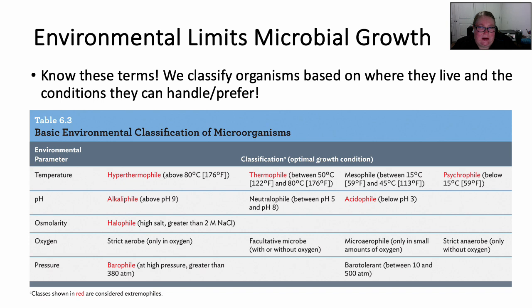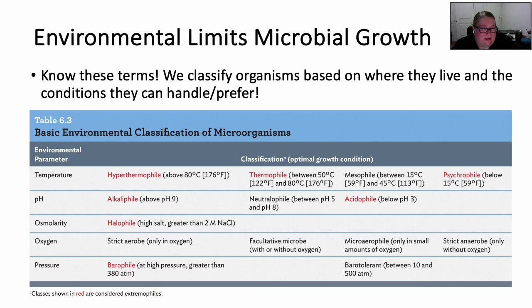For osmolarity, so that salt content, we really just have one that we're going to talk about, and these are called the halophiles. This is because almost all salts have a halogen, an element from group 17. So halo means salt, halogen means salt. Halophiles are going to live in high salt concentrations, like really extremely salty.